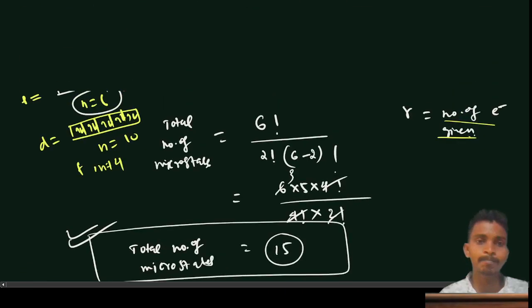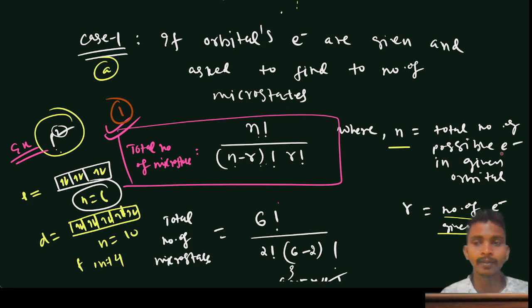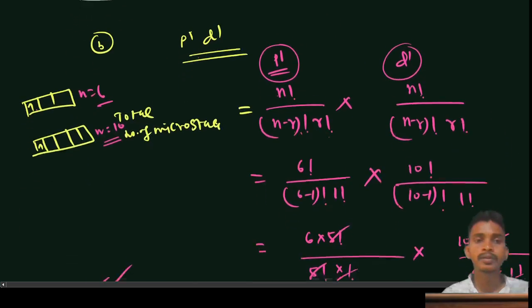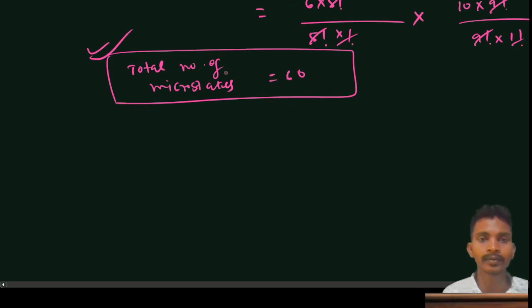But if the same one orbital is given, then we will use this formula, and we will calculate according to how many electrons are given, in this way. Okay, so now we will go for the next case, case 2.